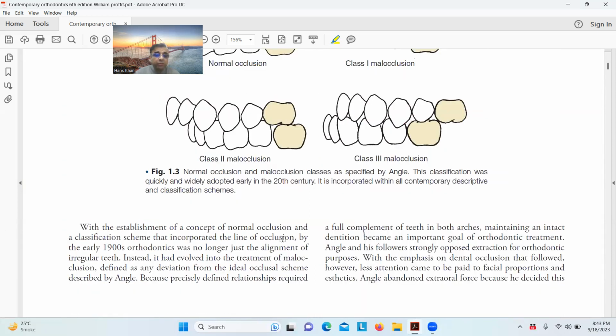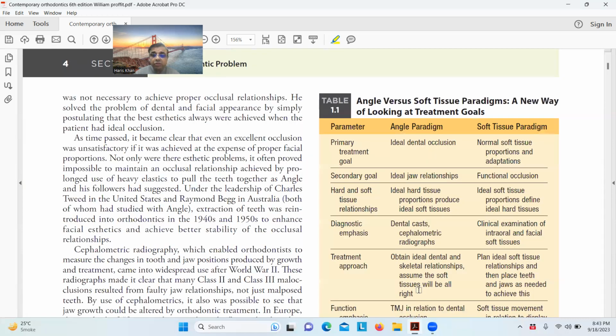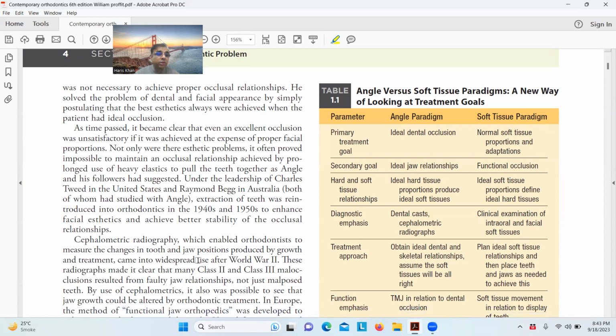With the establishment of the concept of normal occlusion and the classification scheme that incorporated the line of occlusion, by the 1900s orthodontics was no longer just the alignment of irregular teeth. Instead, it evolved with an emphasis on dental occlusion. However, less attention was paid to facial esthetics. Engel abandoned extraoral forces because he decided they were not necessary to achieve a proper occlusal relationship. He solved the problem of dental and facial appearance by simply postulating that the best appearance was always achieved when the patient had ideal occlusion. This line can come up for occlusion.